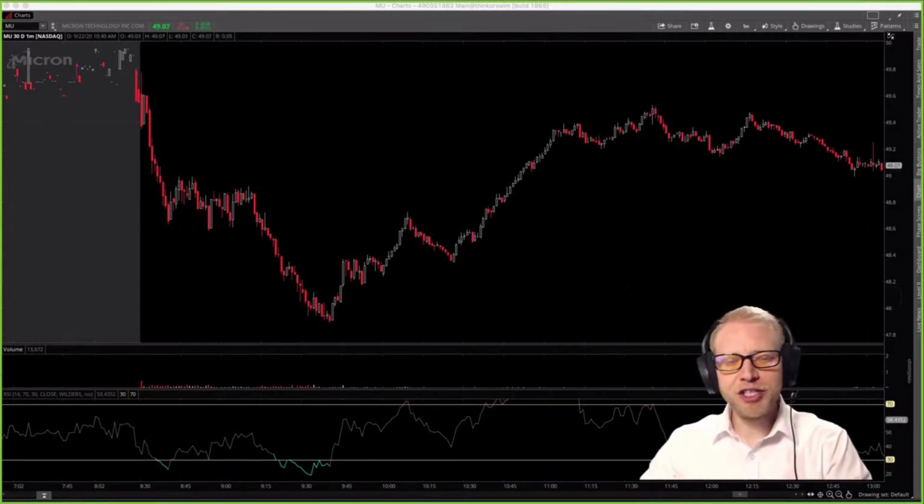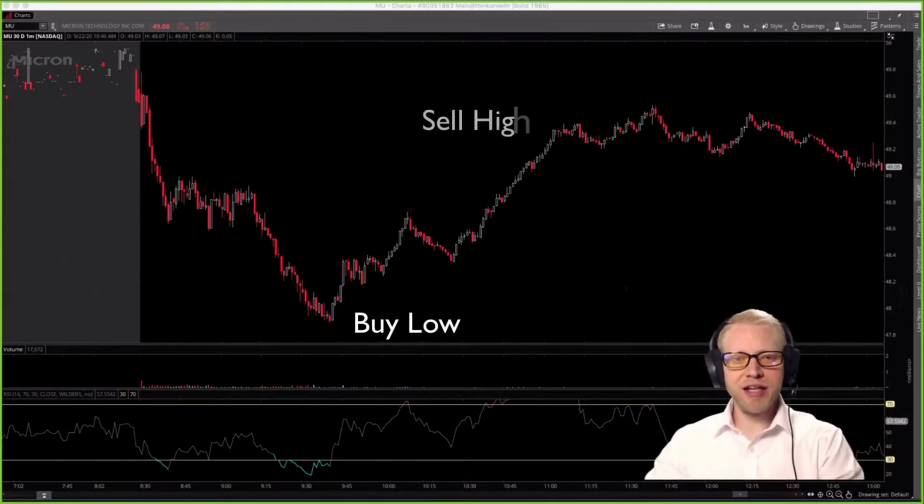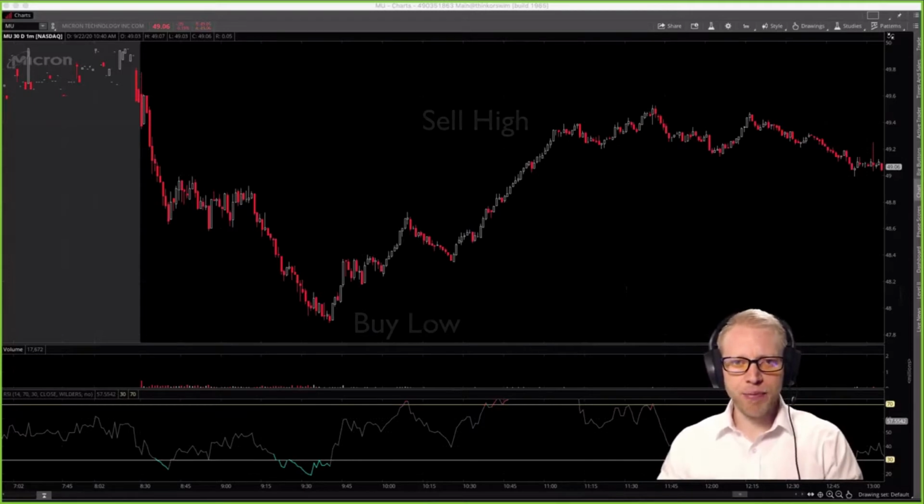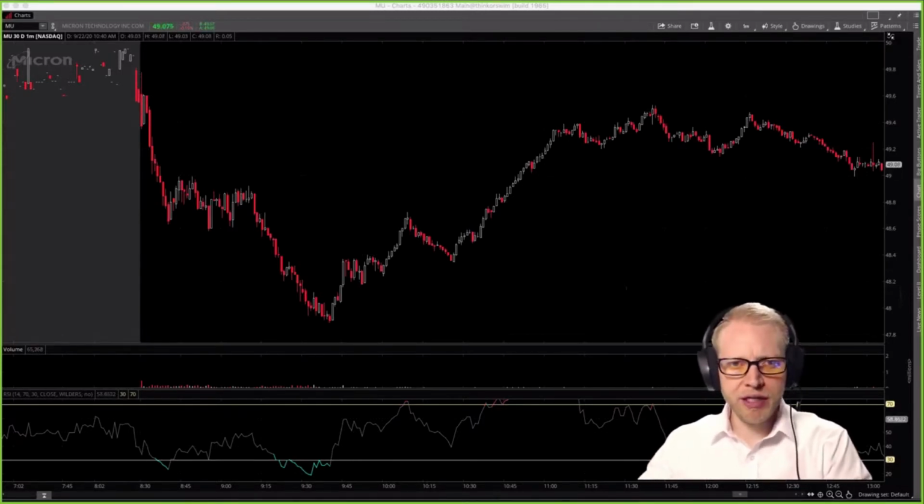Now, we love the V-Shape Recovery because it goes with the saying, buy low, sell high. It should make sense to us that we are buying at a discount price, expecting price to go up so we can make money in the process, right?